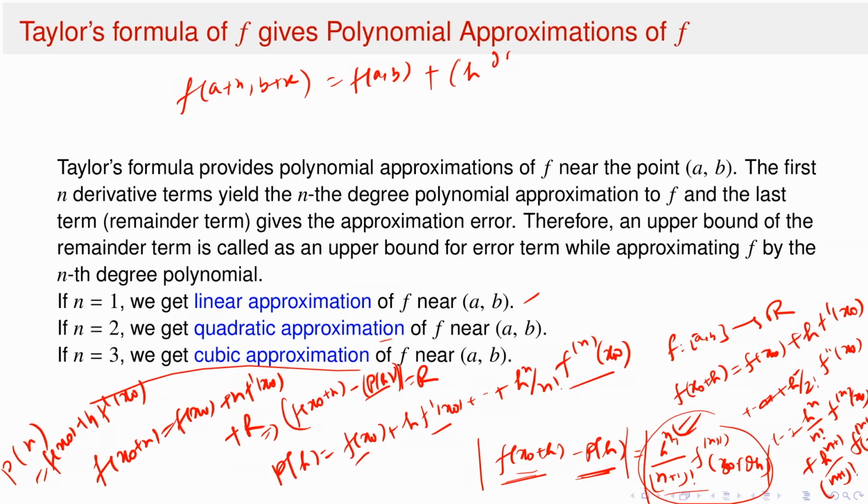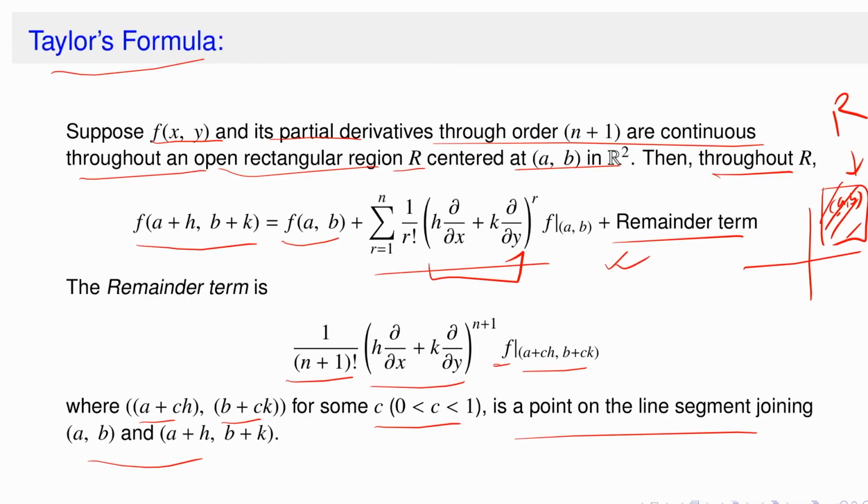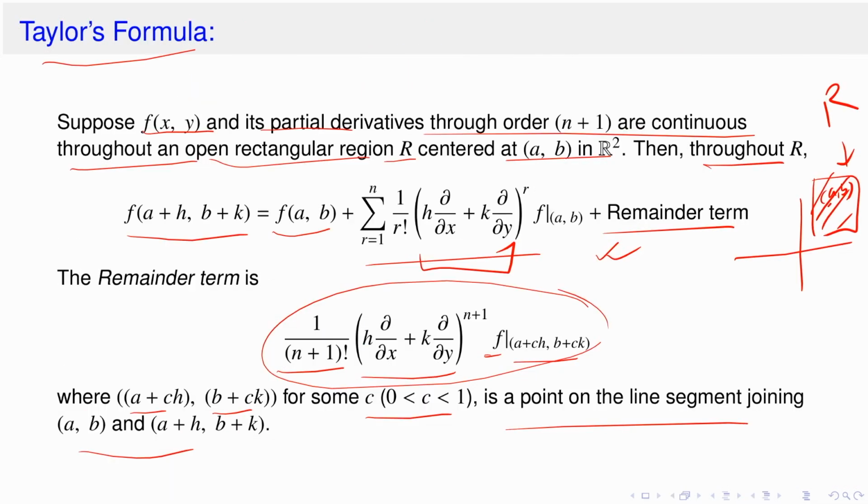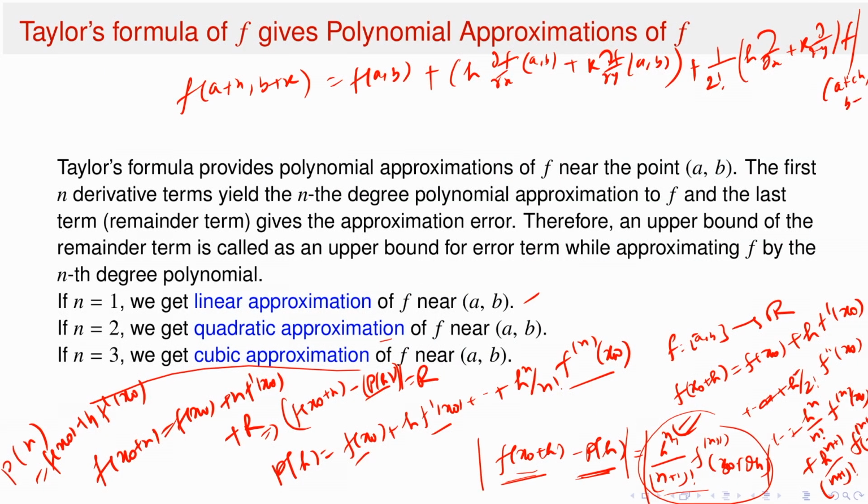So, that means h into del f del x at the point (a, b) plus k into del f del y at the point (a, b), plus you will have a remainder term, because I am talking about n equal to 1. And what is my remainder term? It should be 1 by factorial 2, then you will have (h del x plus k del y) squared f at the point (a plus theta 1 h, b plus theta 1 k), I think I have written a plus ch comma b plus ck. So, this is my remainder term, say let it be R.